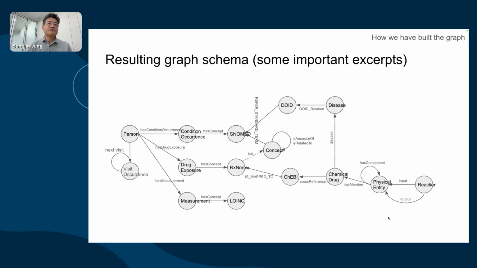And this side is from Reactome, and the ChEBI ID is a drug code that is used on the Reactome side, which is mappable to RxNorm, and DOID is the disease code Reactome uses, which is mappable to the SNOMED CT terms. And this is the chemical drug, which is more specialized into some branded label, and it is further generalized into a physical entity, and it participates in the reaction, and out of the reaction, the product is also a kind of physical entity.